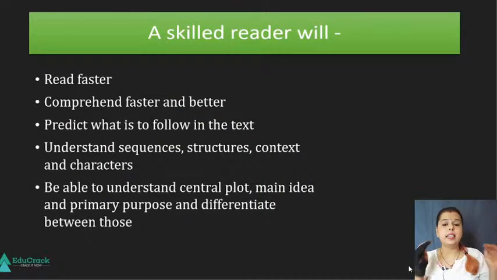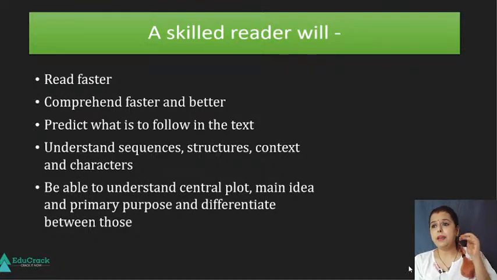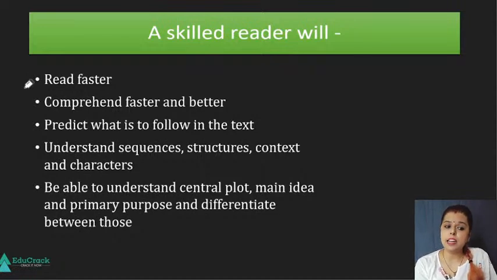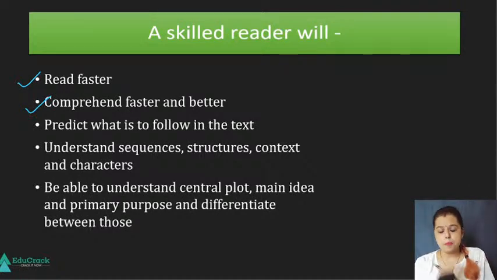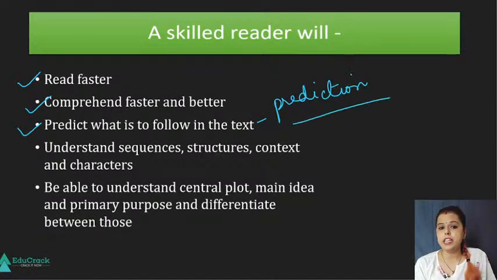Now, what exactly is a skilled reader and what will a skilled reader be able to do? It is not a very difficult thing to understand, but if we understand this, you will be able to mold yourself on the lines of these points. So a skilled reader will read faster. They need to be able to read faster and comprehend faster and better. So what do you mean by comprehending better? Comprehending better means that not only are you able to understand the meaning of the words that are given, but you're also able to understand the deeper meaning behind a text. You will be able to predict what is to follow next in the text. So prediction happens. And what is prediction? Prediction is something which only a very skilled reader will be able to do.